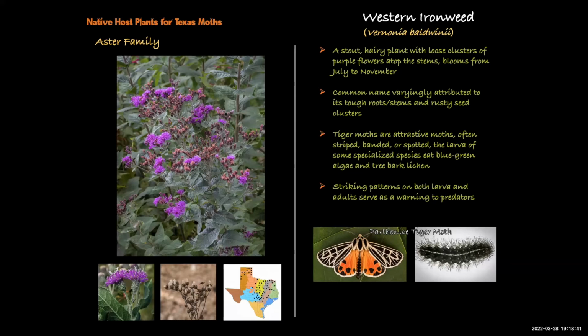The moth that uses this is the Parthenice tiger moth. And tiger moths are, as you can see, very attractive moths. They're often striped, banded, or spotted. And the larvae of some of these tiger moths are very specialized species that actually eat blue-green algae and tree bark lichen, which are really unusual plants.